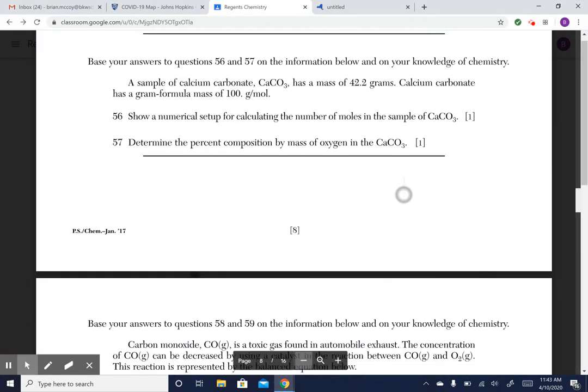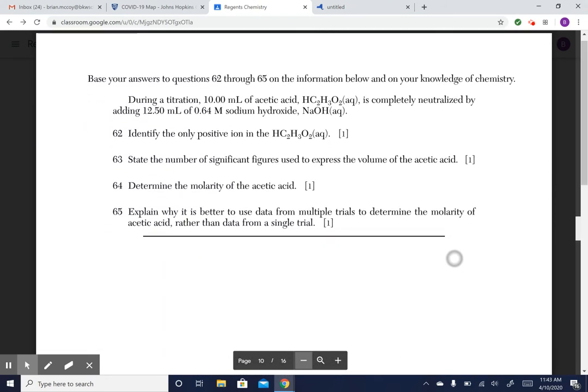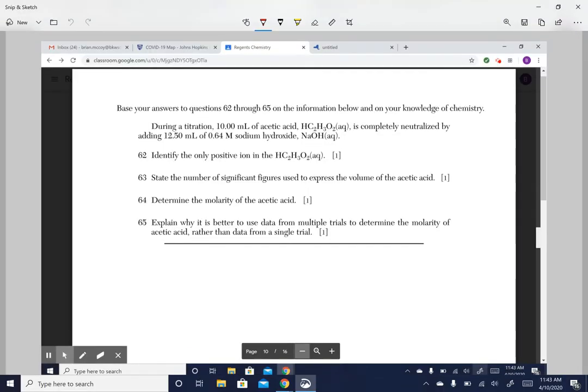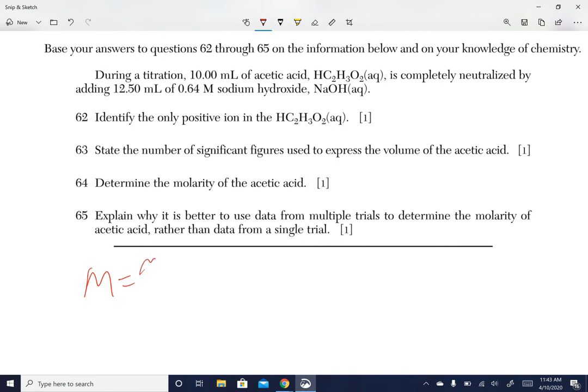And what was it again? 64. Here we go. I believe it's a molarity problem. All right. So here we go. Determine the molarity of the acid. So I need moles over liters equals molarity, right? Molarity equals moles over liters. All right. During a titration, 10 milliliters of acetic acid is completely neutralized by adding 12.5 milliliters of 0.64 molar sodium hydroxide. Determine the molarity of the acid.